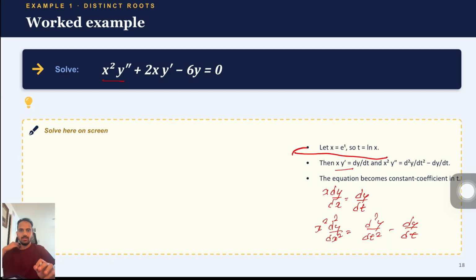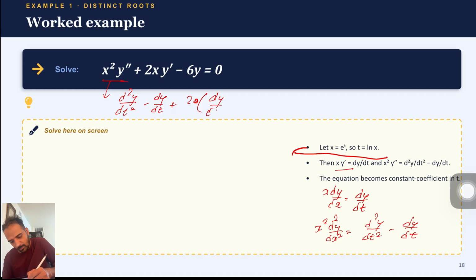So we have now our equation x square y double prime plus 2x y prime minus 6y. Now let's put everything we have here. x square y double prime will be d square y over dt square negative dy over dt. Our 2x y prime will be nothing but 2 dy over dt, negative 6y equals 0. So this will ultimately be d square y over dt square plus dy over dt negative 6y equals 0. And don't forget that we have put x equals exponential t.